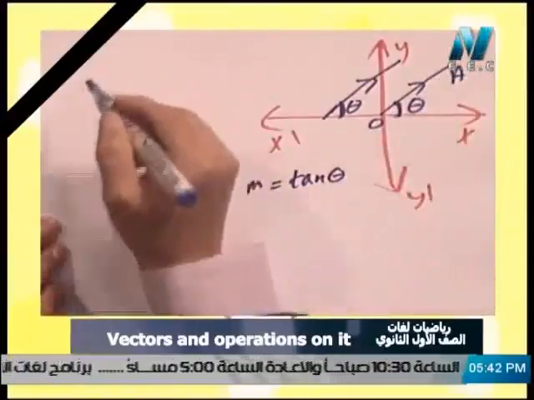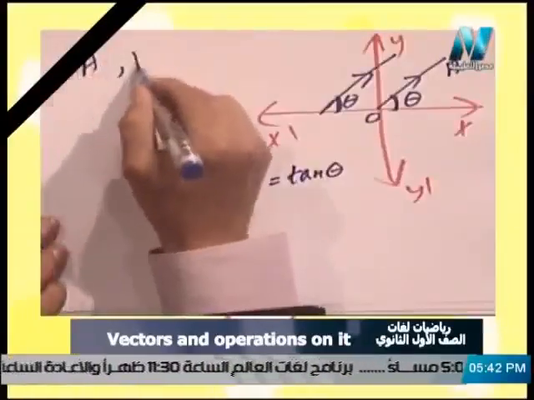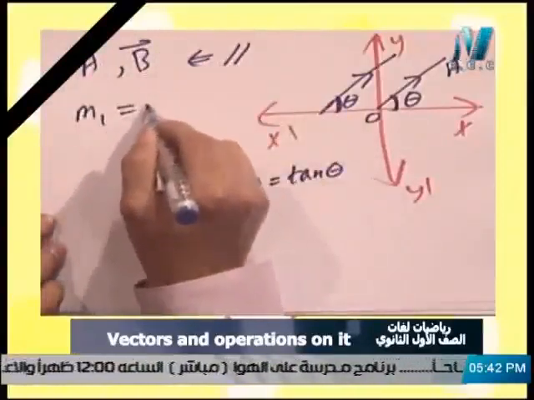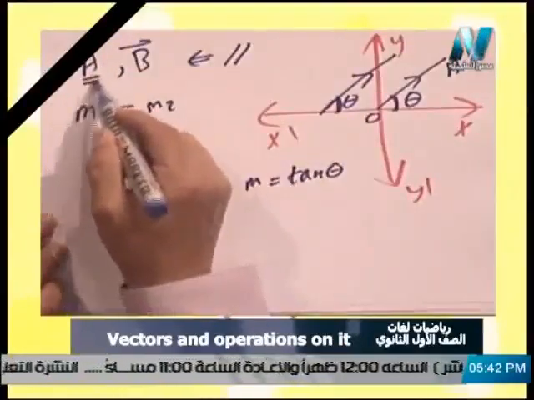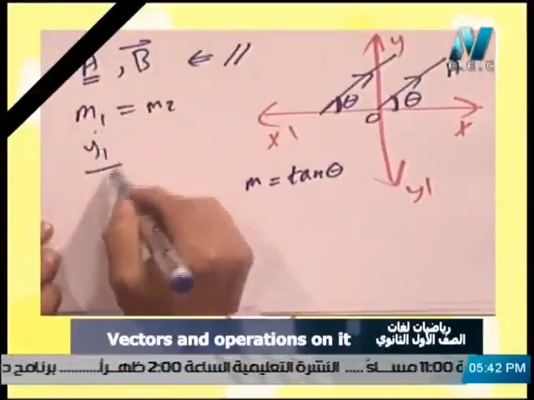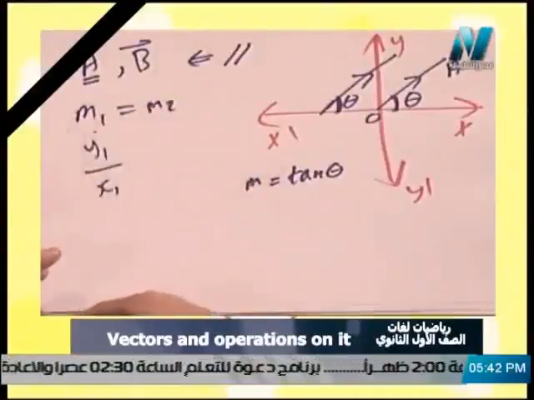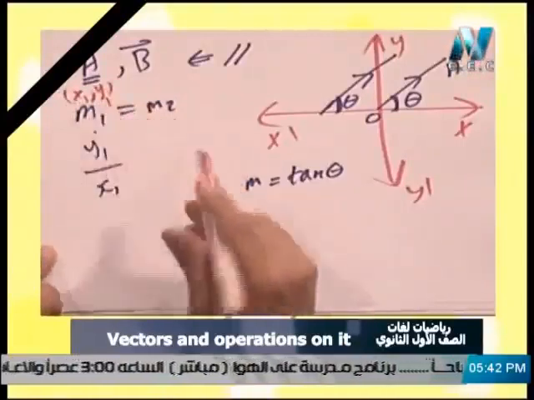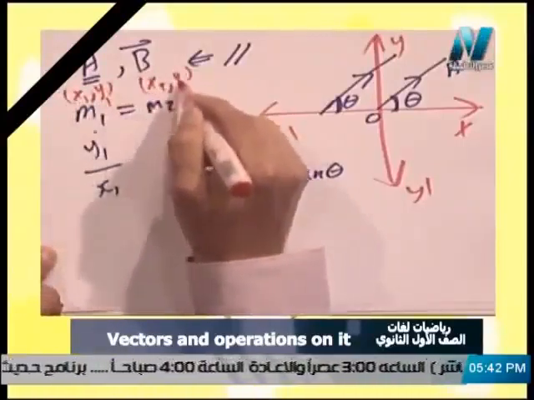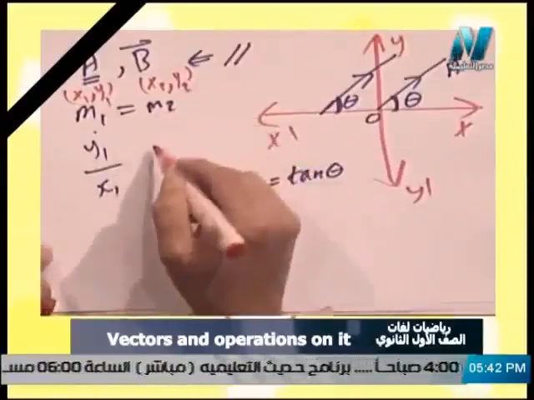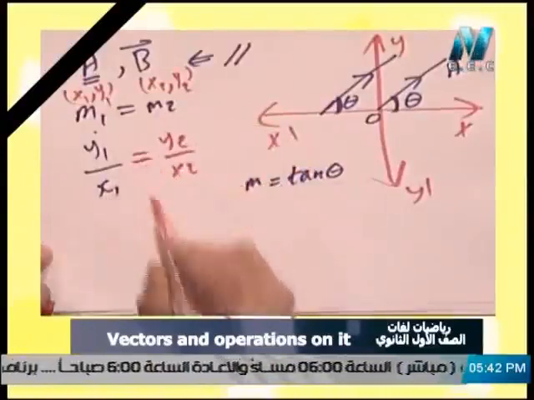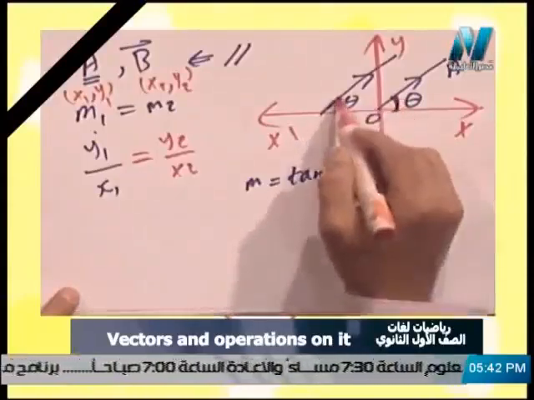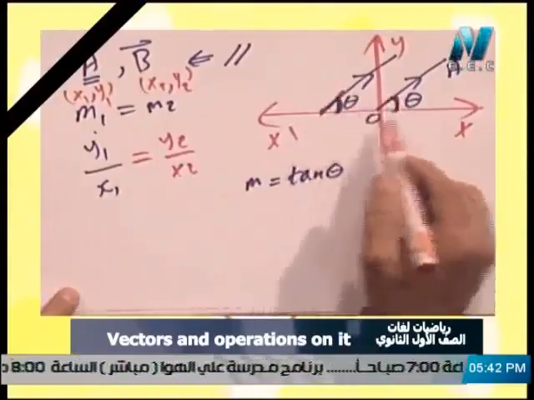So if we have two vectors A and B, and these two vectors are parallel, of course m1 will equal m2. What is m1? It's the slope of the first vector, which is y1 over x1. If we have A equals x1 and y1, and the vector B is x2 and y2, of course m2 will equal y2 over x2, and they are equal. Why? Because, as we said, they have the same angle of inclination on the positive direction of the x-axis.